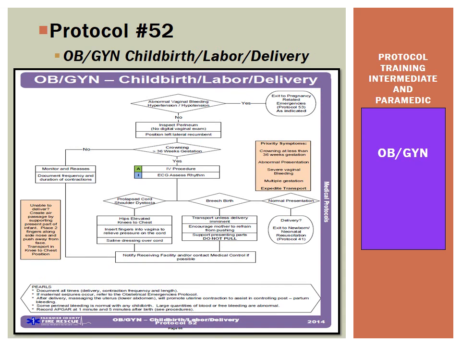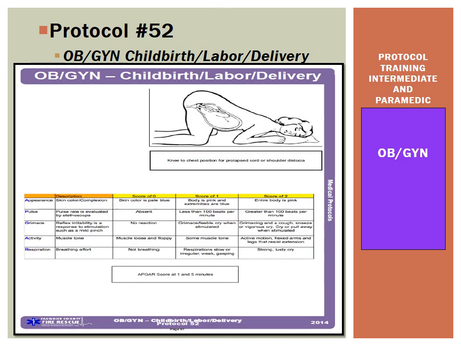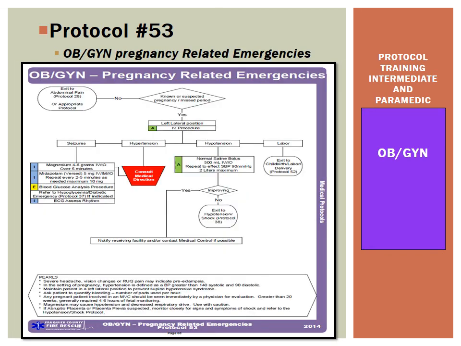Protocol 52 is your OBGYN childbirth, labor, and delivery protocol, and we have no change in our current protocols in the treatment of your pregnant patients. In this protocol, there is also a picture of the knee to chest position for the prolapse cord, shoulder dystocia, limb presentation, pregnant female, as well as an APGAR score. Protocol 53 is our OBGYN pregnancy-related emergencies protocol.